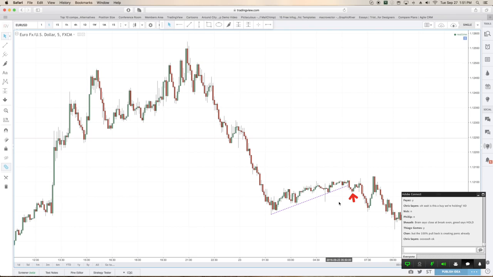But the 100% pullback is creating panic already. It's not just the panic of the pullback being so deep, it's the speed that it came down. It took you so long to get up here, but then so quickly, when you were in profit of $7,000, it suddenly became $6,000. In three little candles, immediately it took away $1,000. And you're like, all right, at least go back to $7,000. Isn't that what most traders think?